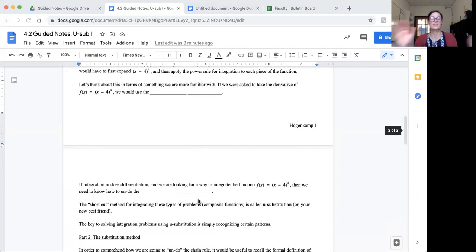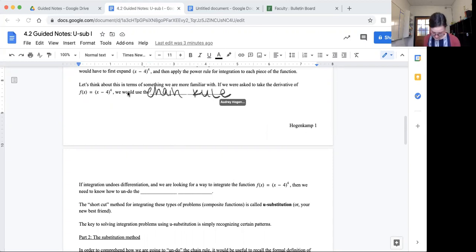So let's think about this in terms of something we're more familiar with, and that thing being the chain rule. Oh my God, I ruined it. So if we were asked to take the derivative of x minus 4 quantity to the 4th, we would use, well, I just spoiled it, but we'd use the chain rule. And therefore, if integration undoes differentiation, and we're looking for a way to integrate the function x minus 4 to the 4th, then we need to know how to undo the chain rule.